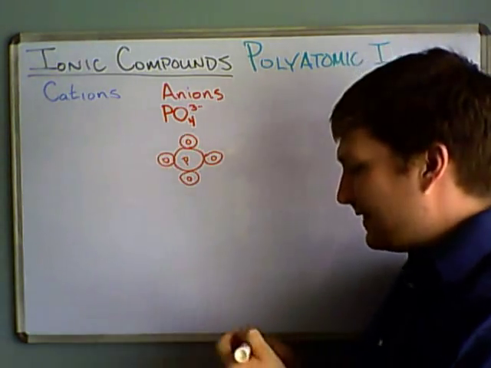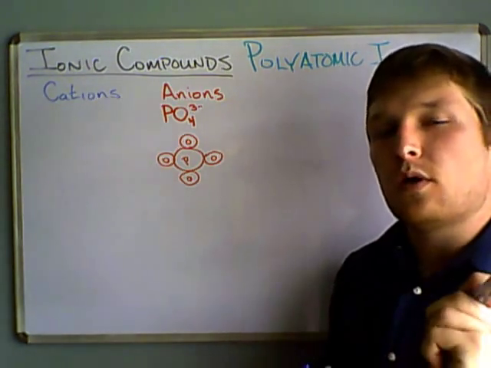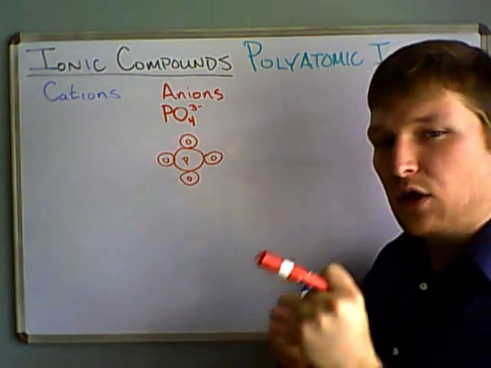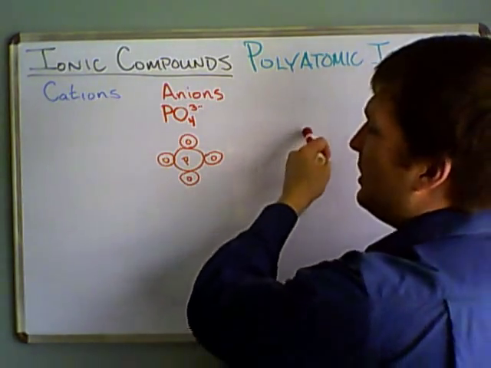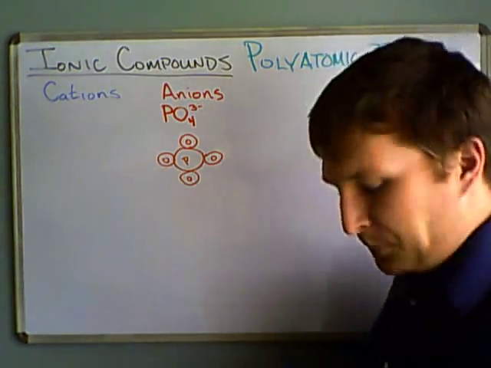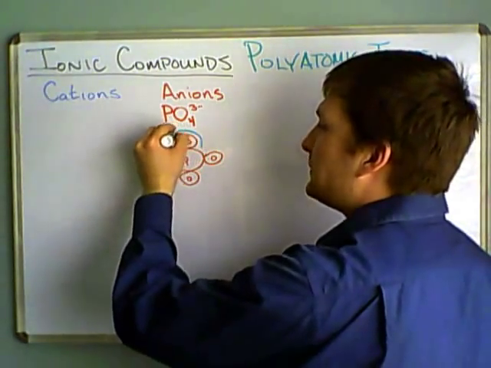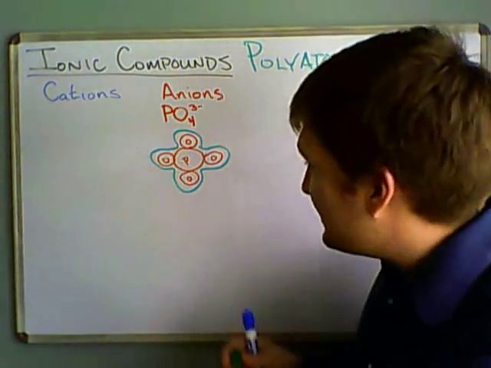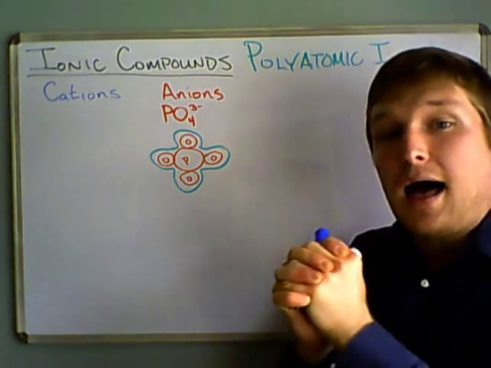And now, these guys are covalently bonded, not ionically. We'll get into what covalent means, but for right now, we can think of that as they're locked together. This oxygen isn't going to come off, and other oxygens aren't going to go on. So, we're going to think of this as one unit. And for right now, you could think of this as a single atom, almost. You could, but it is a single ion.